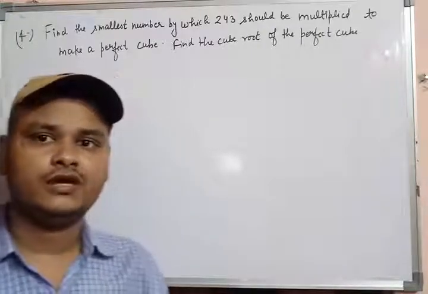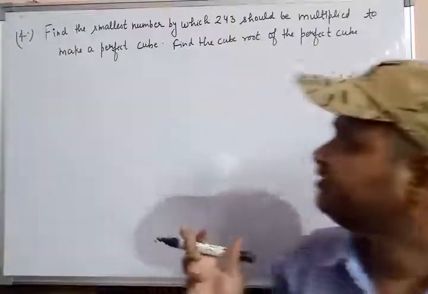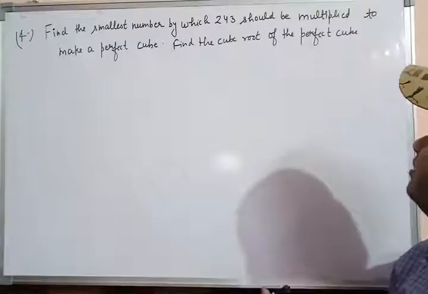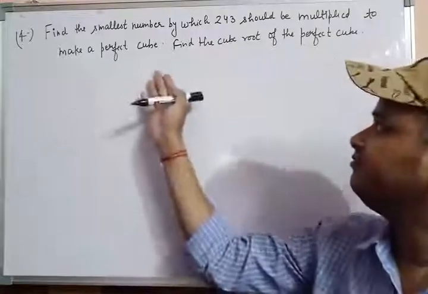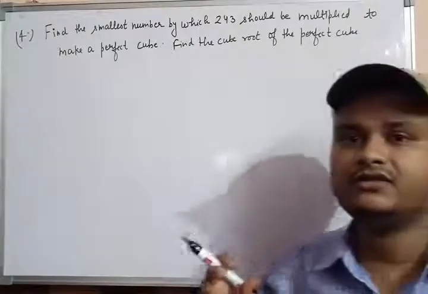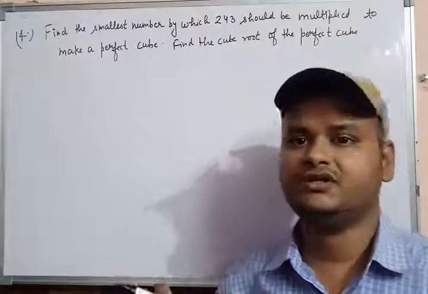Now student, we are moving to our next question. Question number 4 is: find the smallest number by which 243 should be multiplied to make a perfect cube. Find the cube root of the perfect cube. So student, in this question there are 2 questions included.